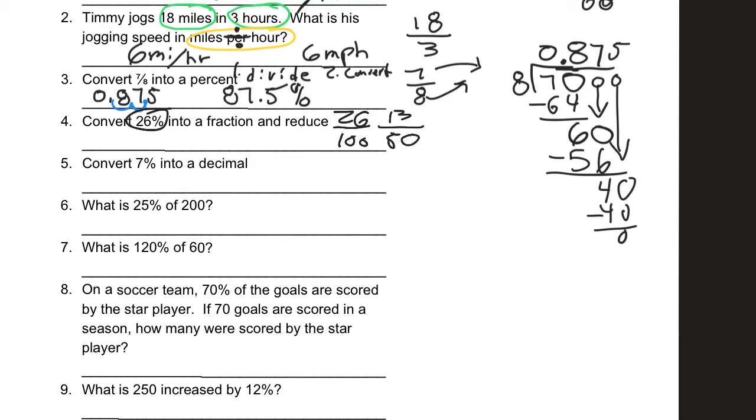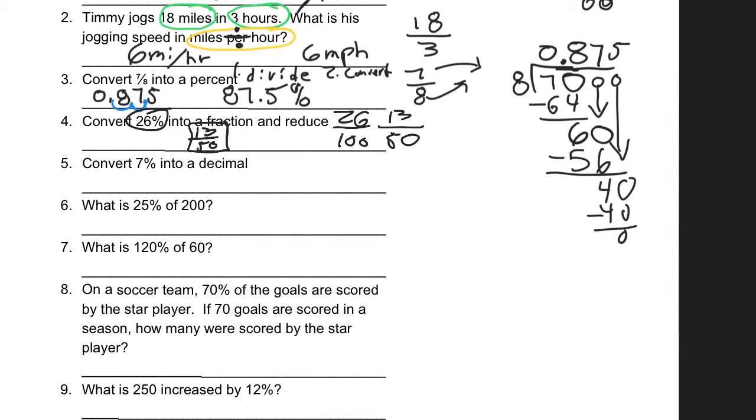Can I reduce that any more? Well, there's no numbers that go into 13 other than 1 and 13. And 13 doesn't go into 50, so that is reduced. So I've got 13 over 50. That is my final answer. Here, let me just go ahead and put a square around it.